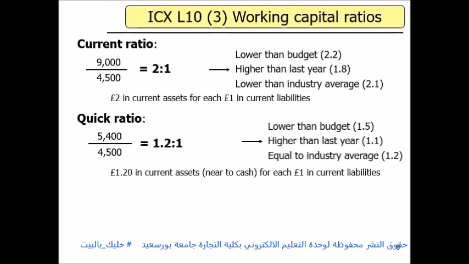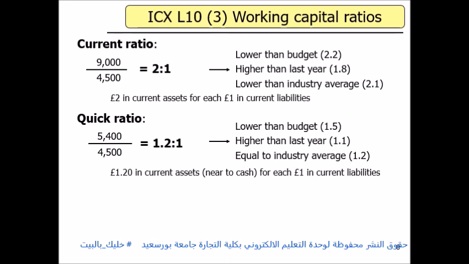First, he calculates the current ratio, and then he moves to calculate the quick ratio. How to calculate the current ratio? It's equal to current assets divided by current liabilities, and the quick ratio is equal to current assets less inventory divided by current liabilities.